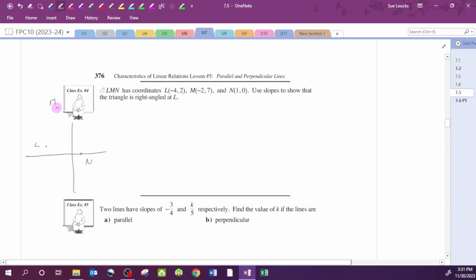And yeah, I can see from the drawing that this is the one that looks most like the right angle, okay? But I have to prove it. You can't just say it looks right angled. That's never, ever okay. We have to use the slopes.